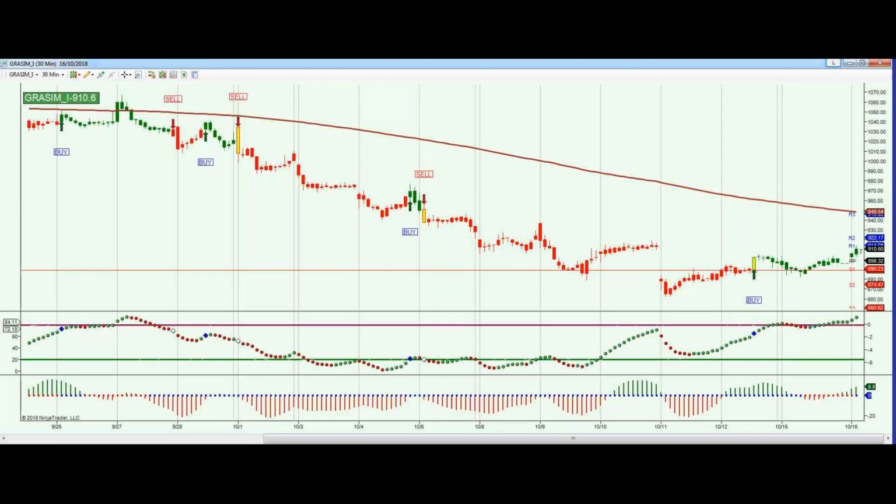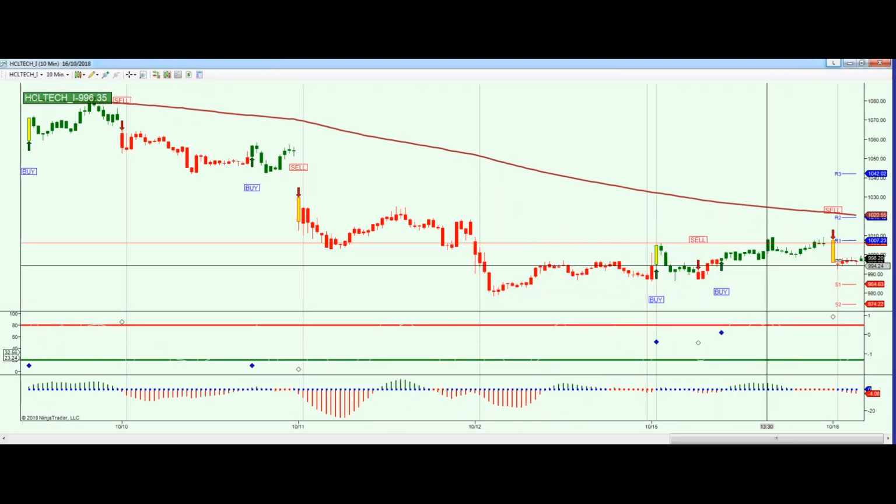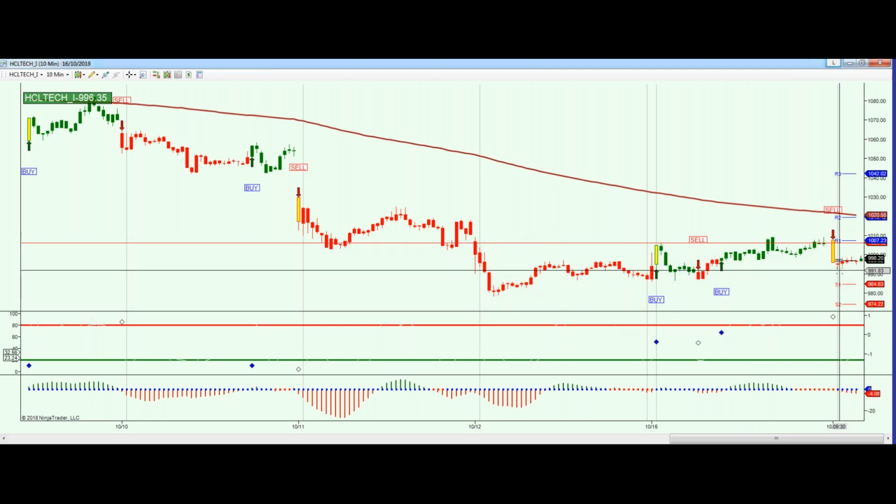So there's still a possibility that it can go to 922 and 948. HCL Tech, I actually typed a buy call in the morning, but I got a fresh call. That is a sell call at 922, 992. It is now trading at 998.